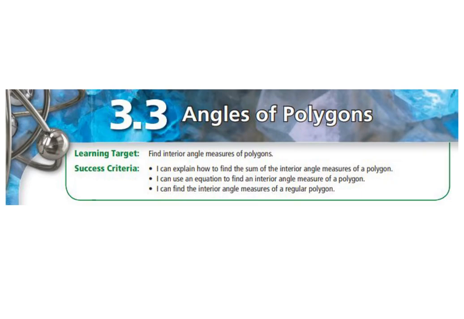Hi everybody, here is your lesson for Chapter 3, Lesson 3, Angles of Polygons. Learning targets are to find interior angle measures of polygons. To be able to explain how to find the sum of interior angle measures is a success criteria. Find an equation for interior angle measures of polygons is another success criteria, and I can find the interior angle measures of regular polygons.